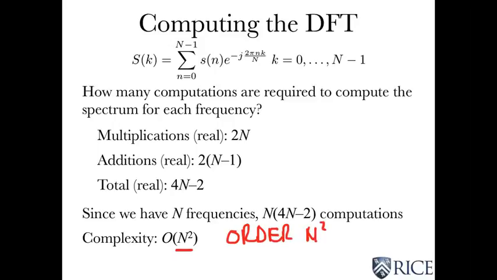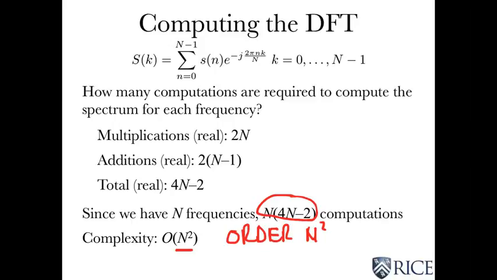Again, all you do is look at the number of computations, look at the worst case term, and drop any constants that may be in front, and that tells you that if you double the length of the transform, it's going to take you 4 times longer. That's the kind of information that you want.